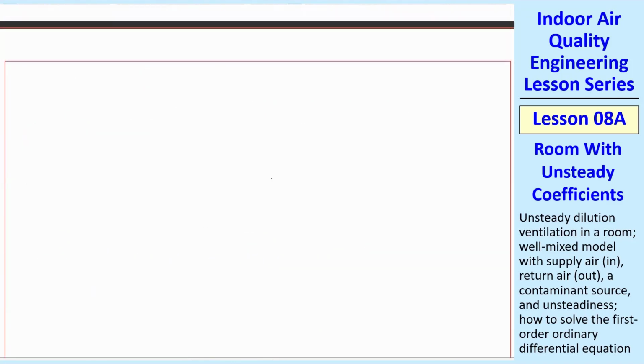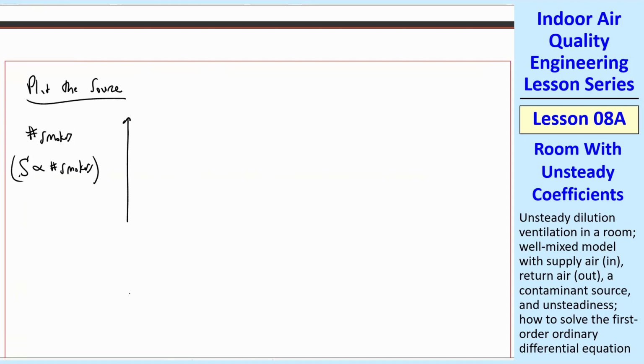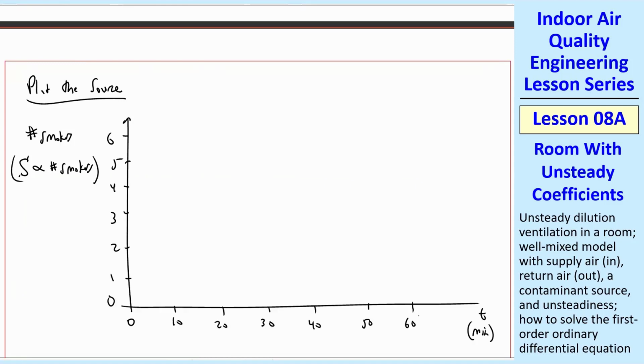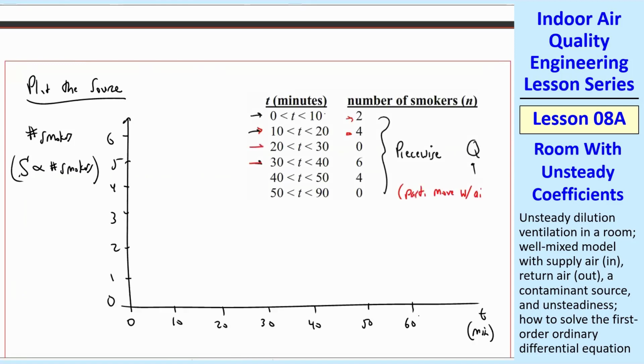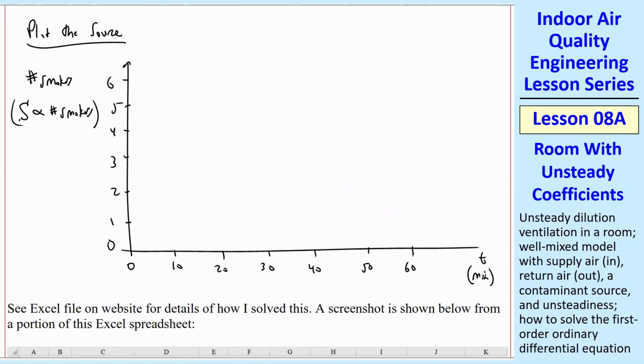And so let's plot the source, this number of smokers. S is proportional to number of smokers by that 1100 times number of smokers. So I'm not actually plotting S, I'm plotting number of smokers as a function of time. If you look at the table, we have 2 smokers the first 10 minutes, 4 smokers the second 10 minutes, 0, etc. And so plotting that, this is what our source will look like.